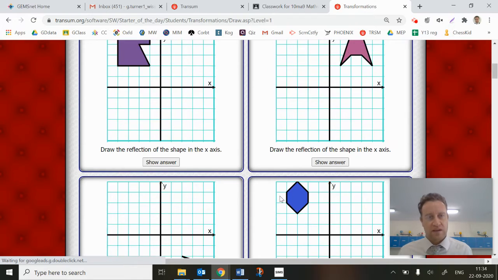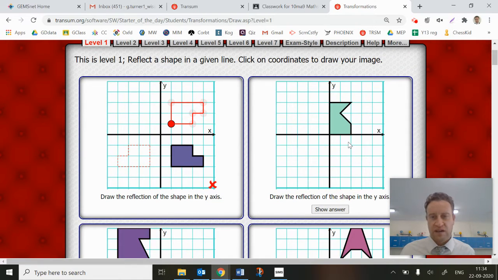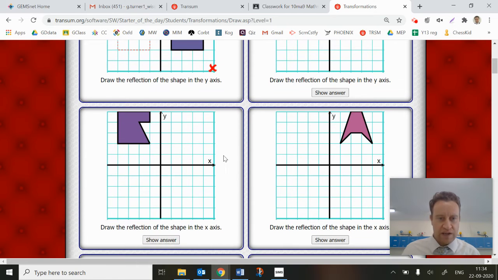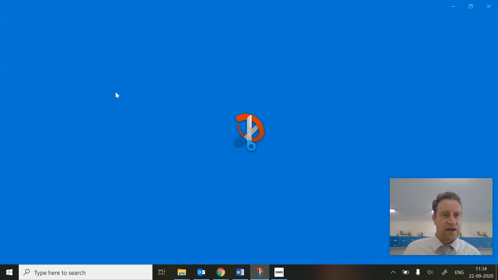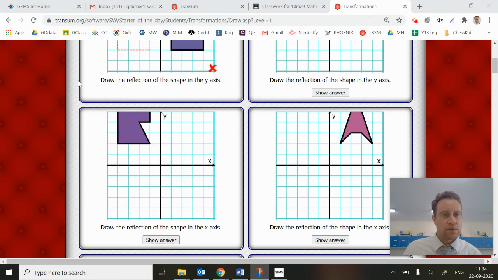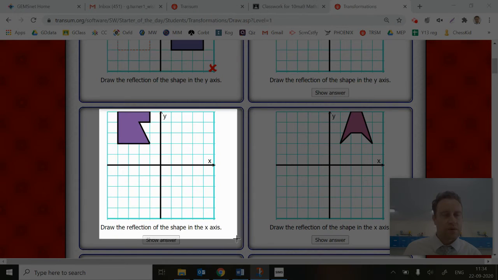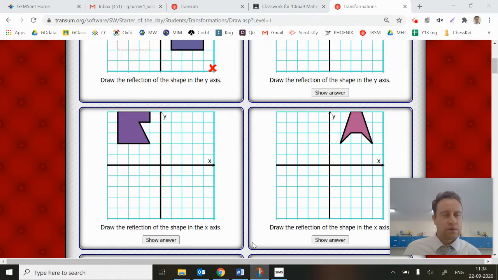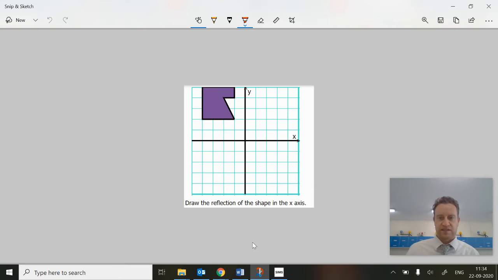So let me take, for example, this one here, okay? So let me copy this one now. And we'll take this one here. It's asking us to draw the reflection of the shape in the x-axis. Now, obviously, you can do this on the website, but I'm just going to talk around how to do it.